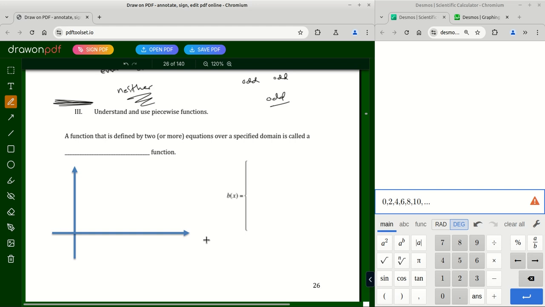Yeah, okay. So this is called a piecewise function. If I could spell it, that is. Piecewise. Because there's a couple pieces in there.